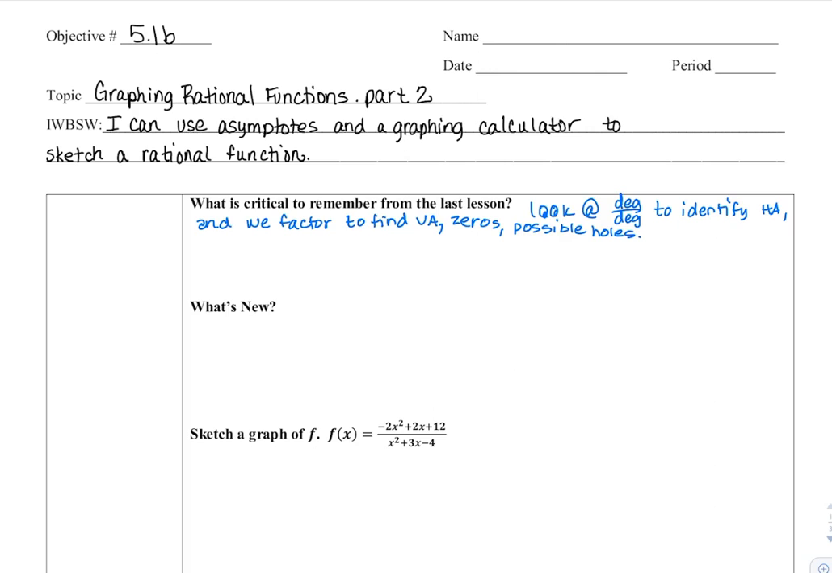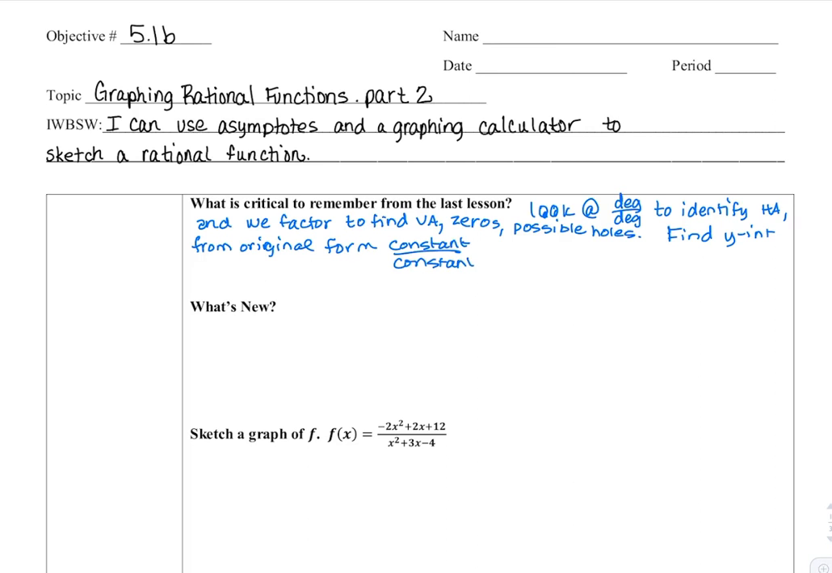Also remember, from the original function before it's factored, we can find the y-intercept. Again, this is from the original form before factoring, by just looking at the constant over the constant.